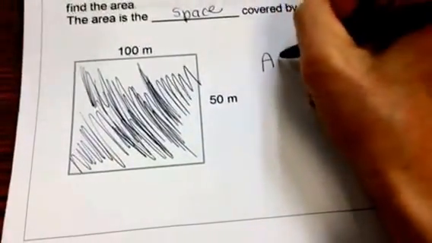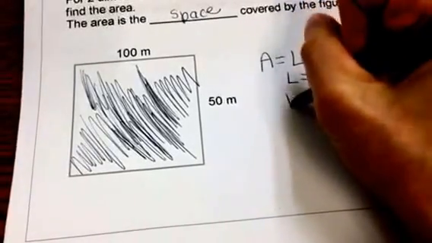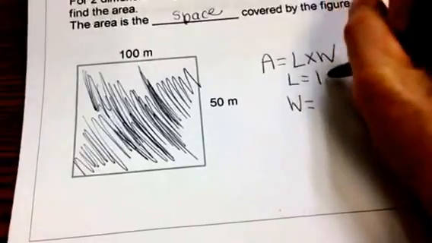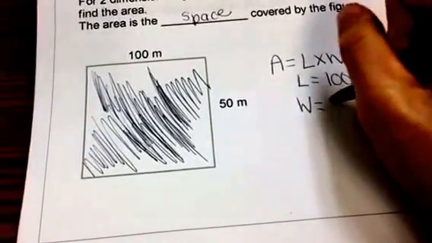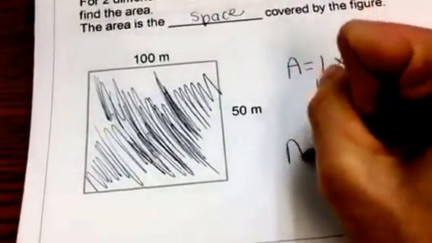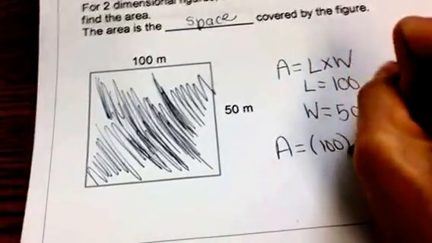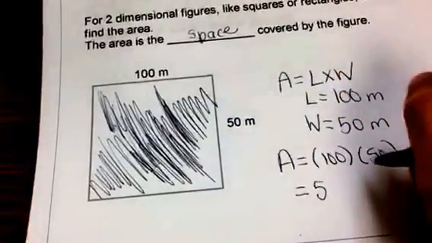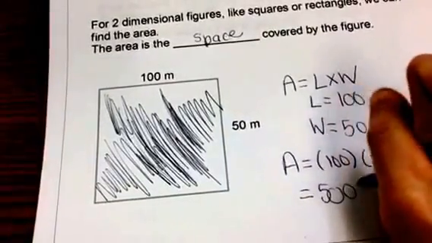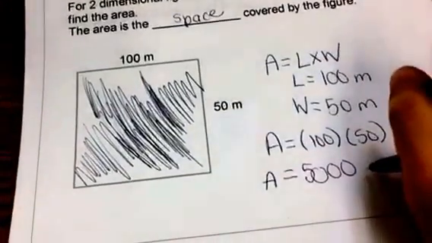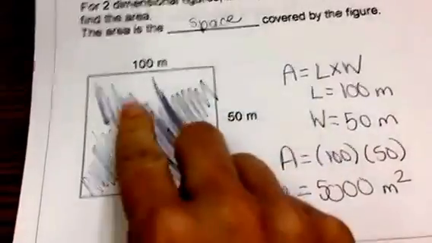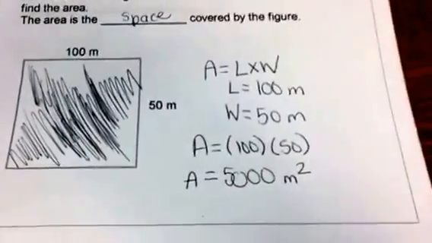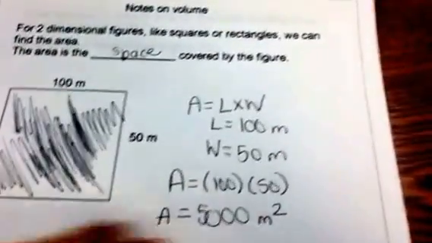So I can use my formula, area equals length times width. And I can write down what my length equals and also what my width equals. My length is equal to 100 meters and my width is equal to 50 meters. And if I multiply 100 times 50, then what I'm going to end up with is 5 and then 3 zeros. 1, 2, 3. Area equals 5,000 meters squared. Okay, so that's pretty straightforward. This space inside this rectangle is equal to 5,000 meters squared. So that's area.